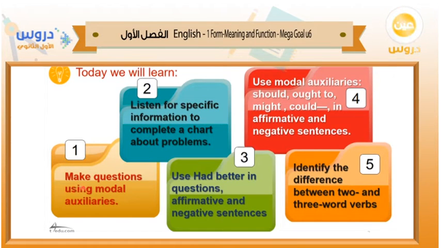Number 1, make questions using modal auxiliaries. 2, listen for specific information to complete the chart about problems. And number 3, use had better in questions, affirmative and negative sentences. And the 4th objective, use modal auxiliaries should, ought to, and might, could in affirmative and negative sentences. And the last objective, identify the difference between 2 and 3 word verbs. All right, so we should cover all those objectives of this lesson.